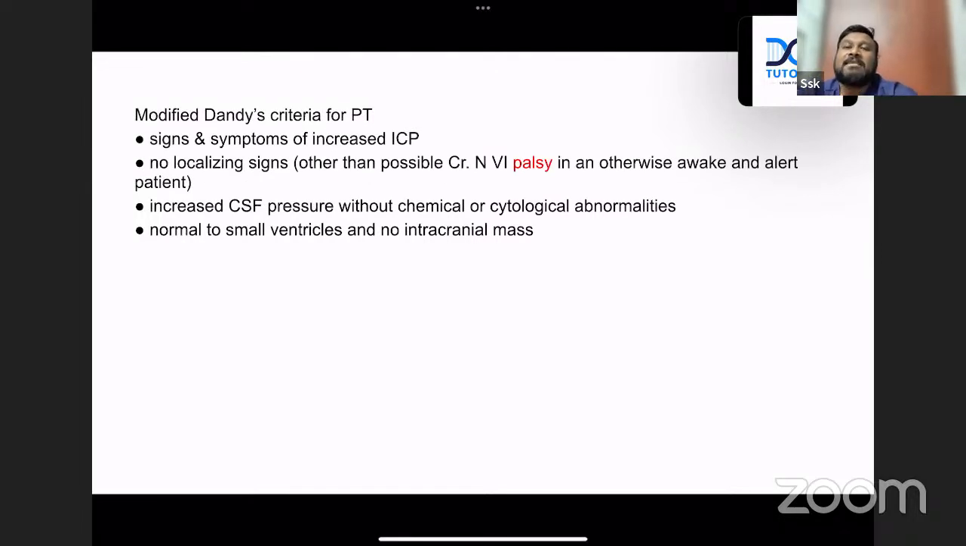So the modified Dandy criteria, you have to remember this. Signs and symptoms of raised ICP, no localizing signs other than sixth nerve palsy, increased CSF pressure with no chemical or cytological abnormalities. That is, you send the CSF for analysis, it will be normal. Normal to small ventricles and no intracranial mass. So all these are the modified criteria.